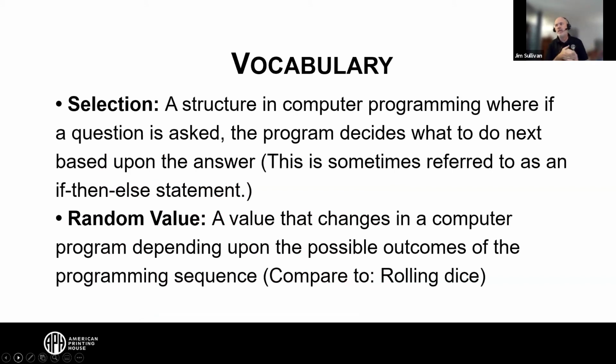All right, so now we get into vocabulary. And this is where maybe John Carr will pop up a little bit and bring some of his wisdom and knowledge. There are two main vocabulary words here. A selection is a structure in computer programming where, if a question is asked, the program decides what to do next based upon the answer. This is sometimes referred to as if then else. And a random value is a value that changes in a computer program depending upon the possible outcomes of the programming sequence. So it could be compared to rolling the dice.